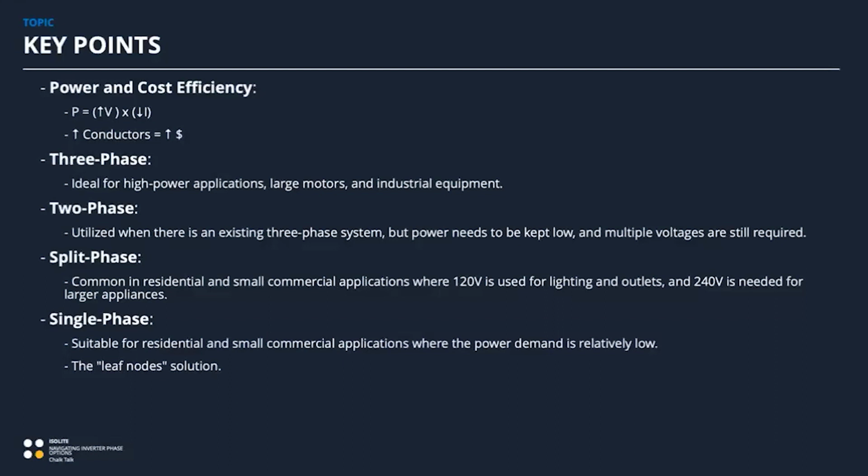Split phase systems, much more common in residential, but it does show up in some light commercial or, let's just call it commercial residential system, like condos and things like that, where there are emergency lighting requirements. And then single phase is your solution all the way out at those leaf nodes. If you're being powered from a branch circuit breaker and you're just trying to keep the lights on, that's generally going to be a single phase system. It's the most common inverter configuration that we offer.